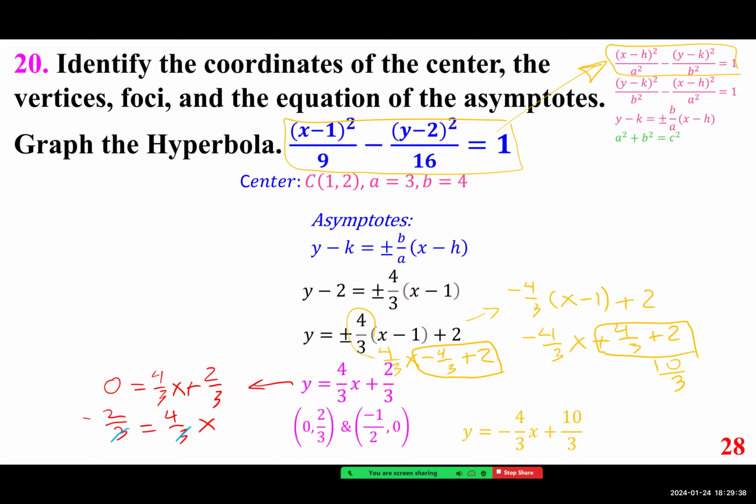And this is the one I just calculated for you. In the same manner, 0, 10/3 is the y-intercept. If I set this one equal to 0, then 4x becomes 10 and x becomes 5/2. So those are the pairs. Let me clean up the mess.